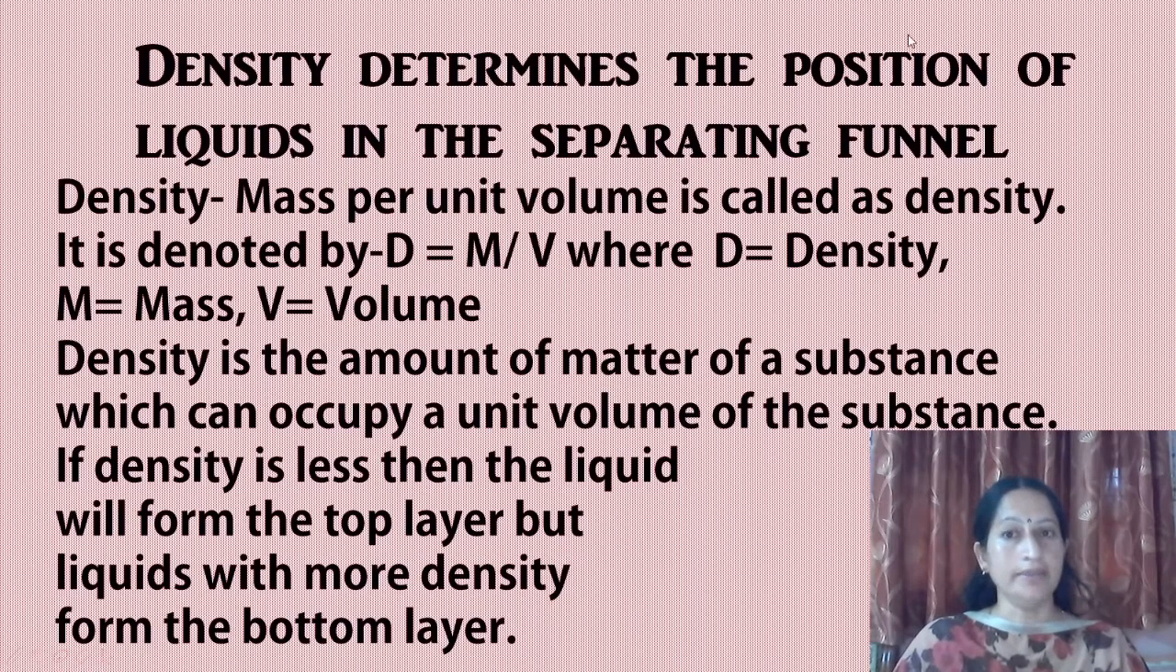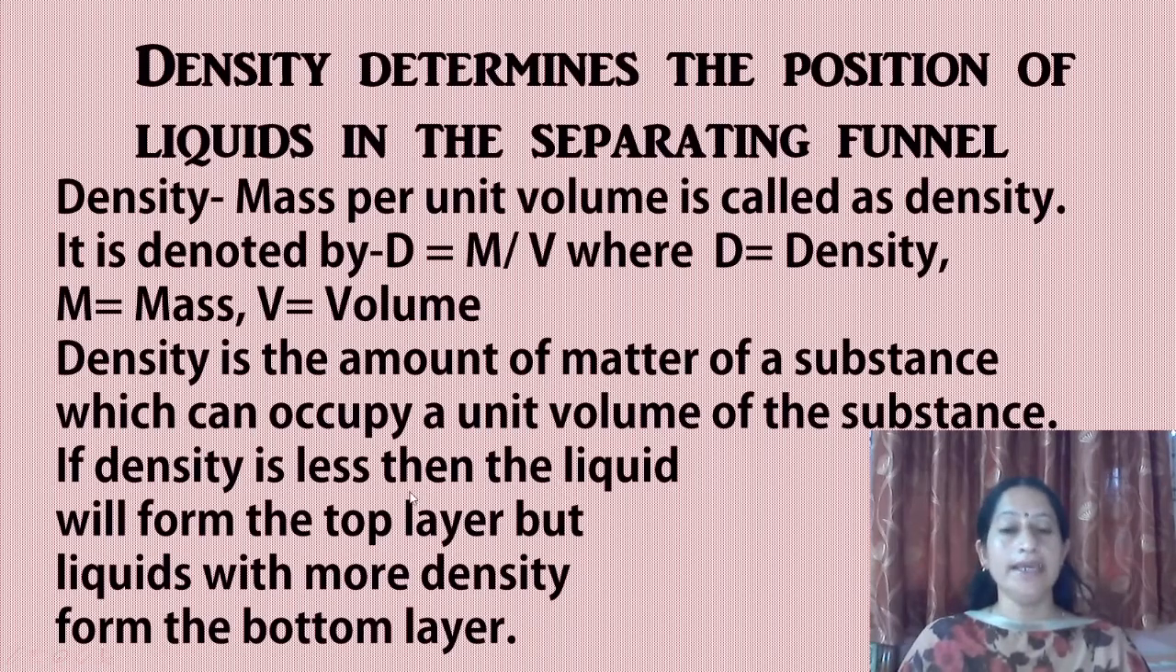Now density determines the position of the liquids in the separating funnel as you have seen in the previous diagram. So what is density? I think you should know. Do you know? If you don't know, don't worry. We are studying here about density. Density is mass per unit volume and it is denoted by capital D which is equal to m upon V, where D is the density, m is the mass and V is the volume. So density is the amount of matter of a substance which can occupy a unit volume of the substance.